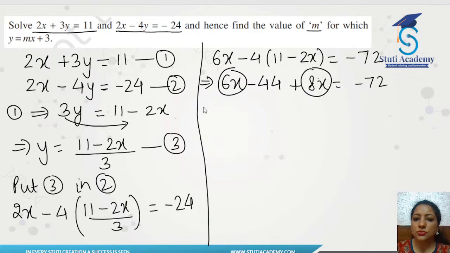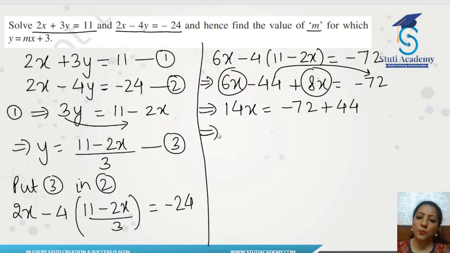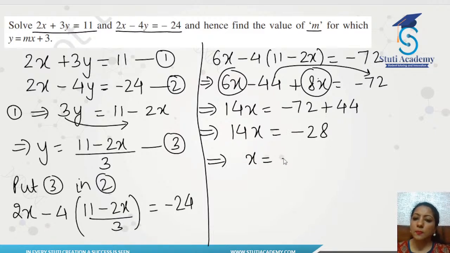Let us combine these two. We will get here 14x minus 44. I'm going to take here, I'll get minus 72 plus 44. From this, minus 72 plus 44 will give us minus 28. So x here is minus 28 over 14. That means x here is minus 2.